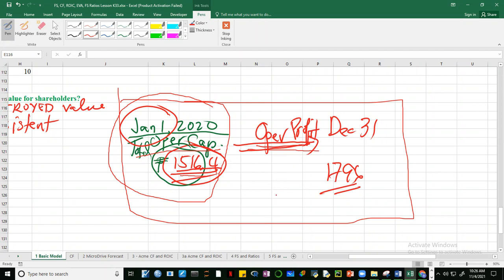Nakapag-generate ba tayo ng profit? Okay, yes. Tama. You're correct guys. Tingnan natin yung mga figures natin.